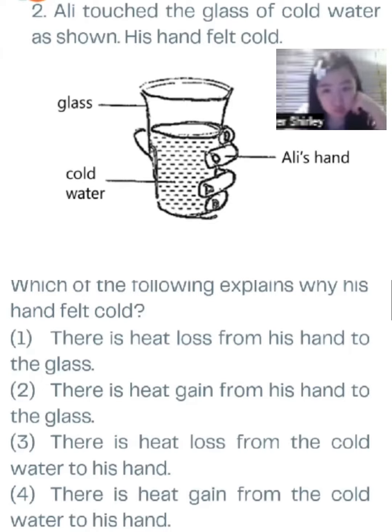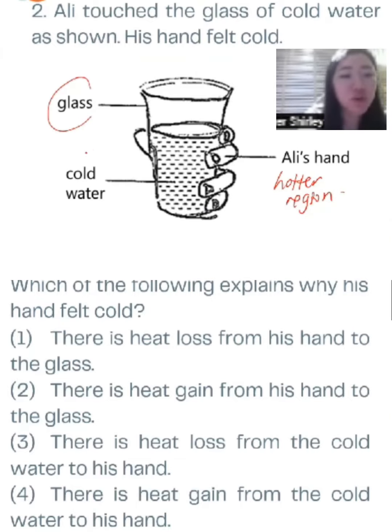There are three objects: the glass, the cold water, and the hand. But as long as you figure out which one's the hottest region, heat always flows from the hotter region to the colder region. So that's the same concept all over again. So which one is the hotter region? Is it the glass, the cold water, or Ali's hand? Hand. Yes, Ali's hand, right? Yeah. Okay, very good. Well done. Okay. So Ali's hand is the hotter region.